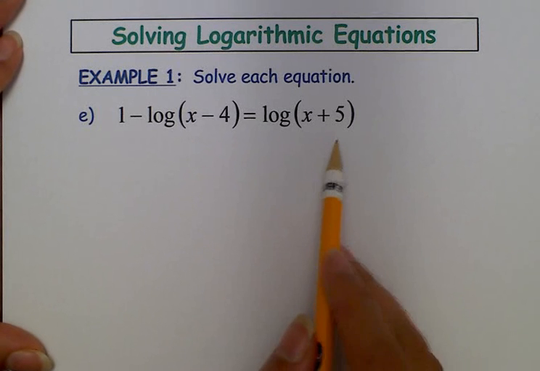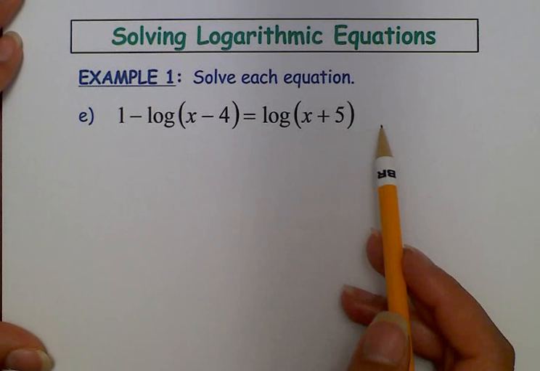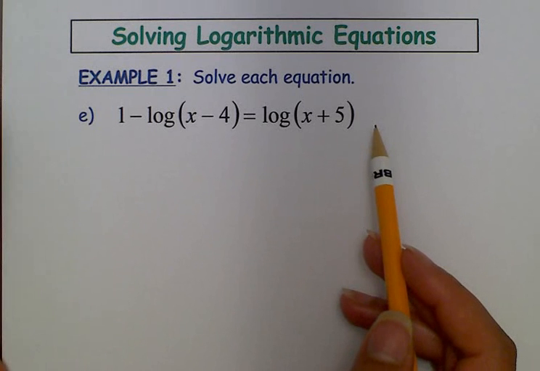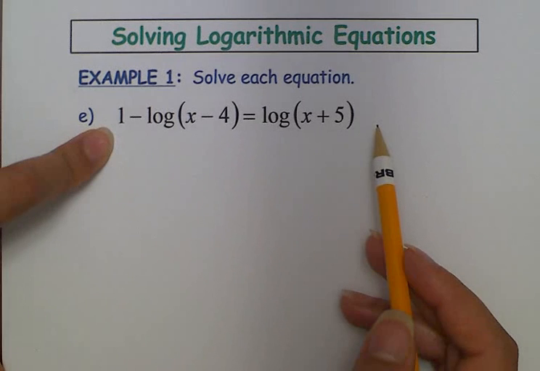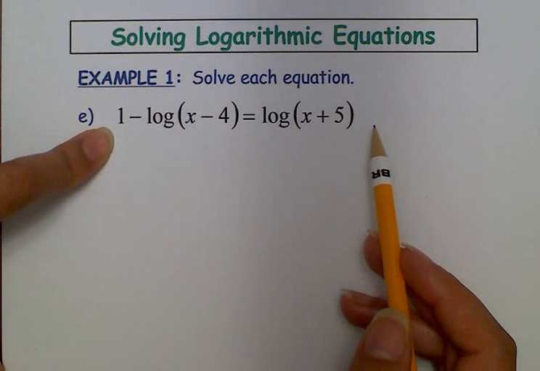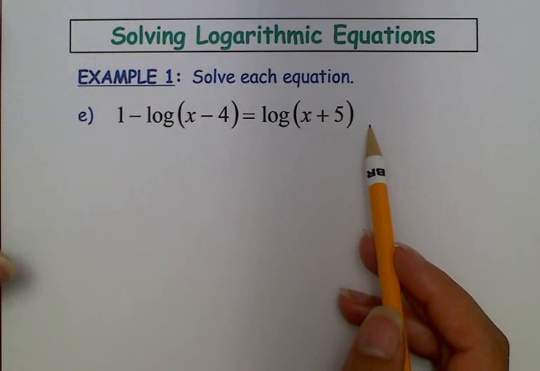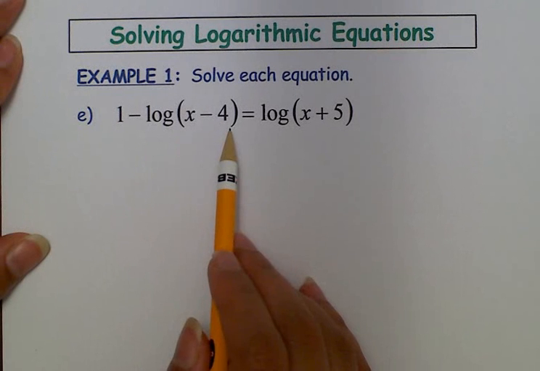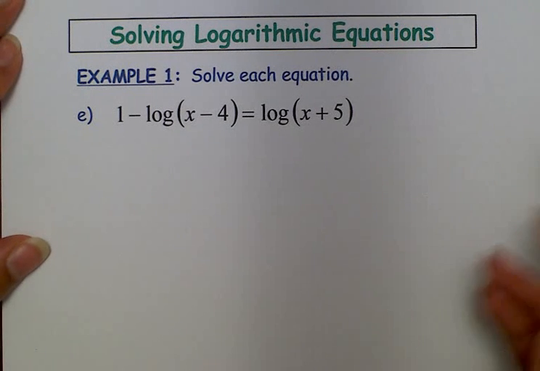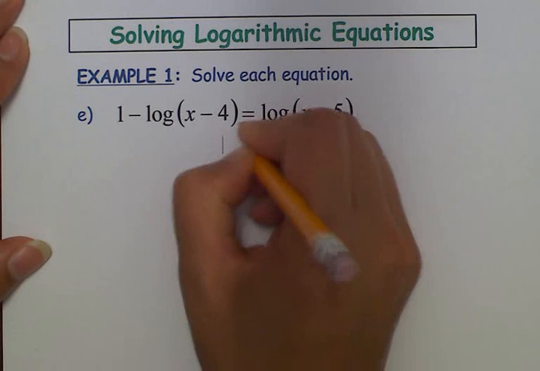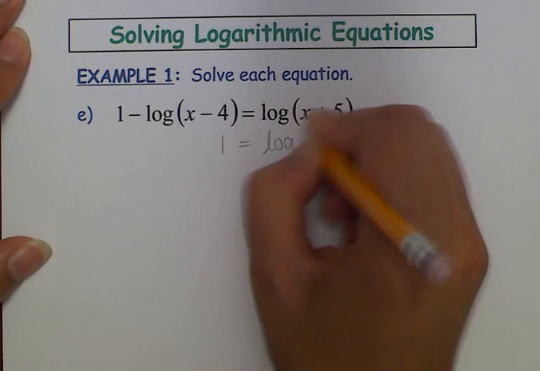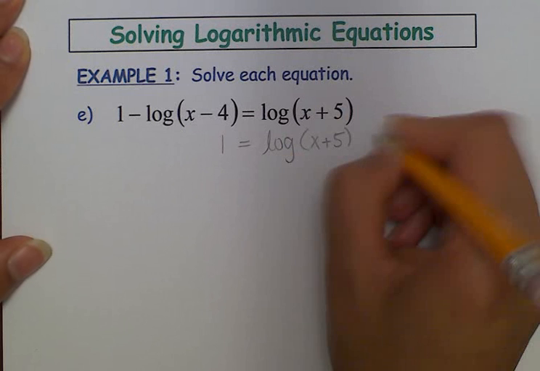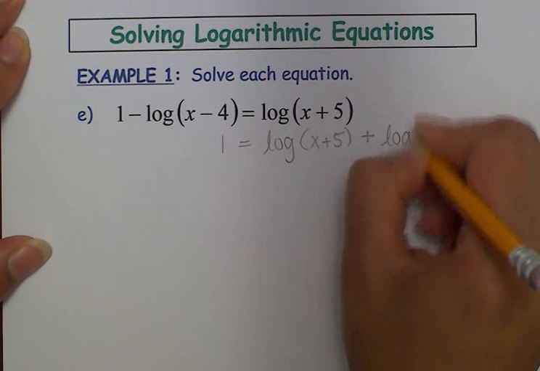Ideally, when you're solving a logarithmic equation, you want to have all the numerical terms on one side, so like having 1 on one side, and then having all the logarithmic terms that have a variable in it on the other side. So what I'll do first is move the negative log x minus 4 to the right hand side. So I'm going to add it to both sides. So I get 1 equals log of x plus 5 plus log of x minus 4.